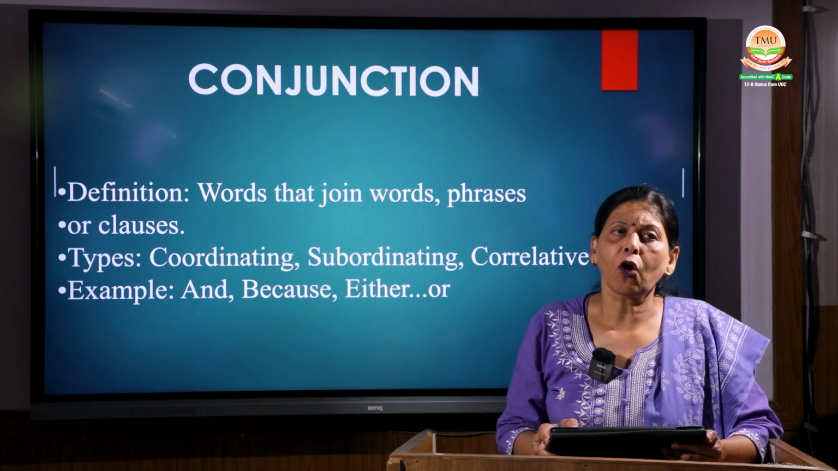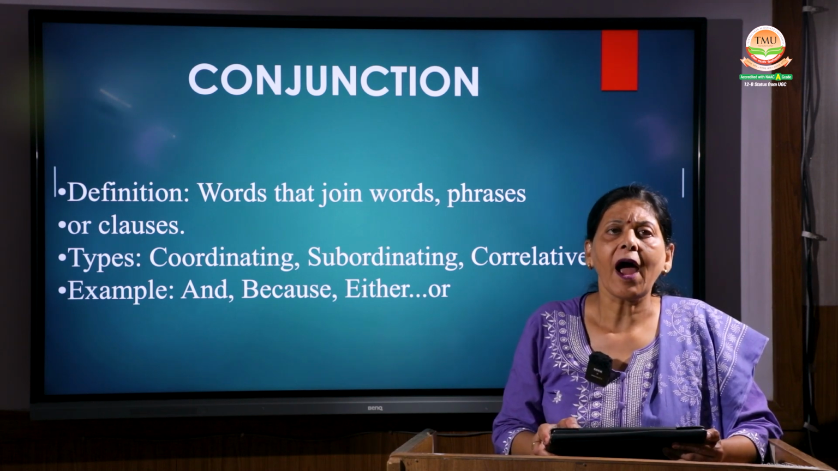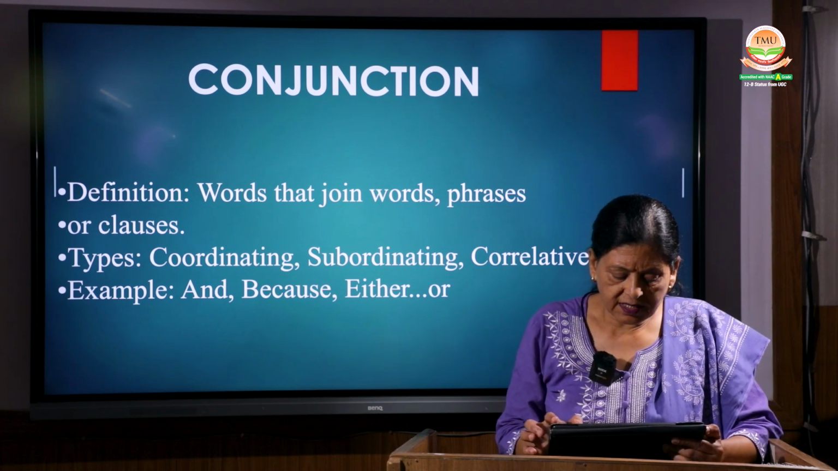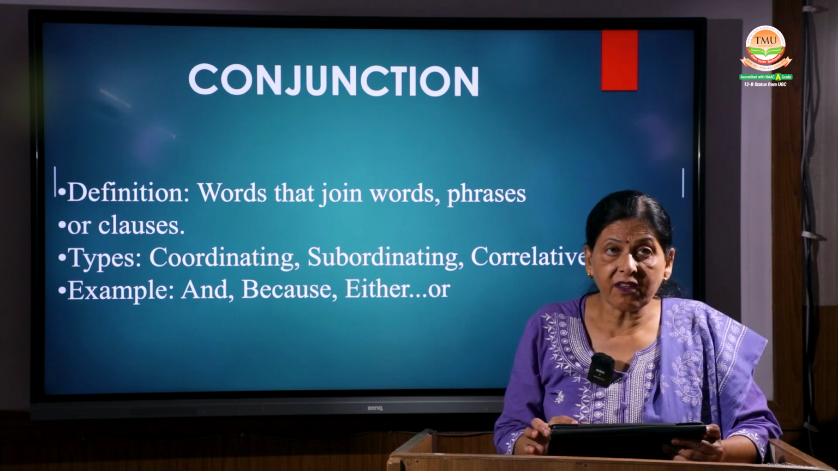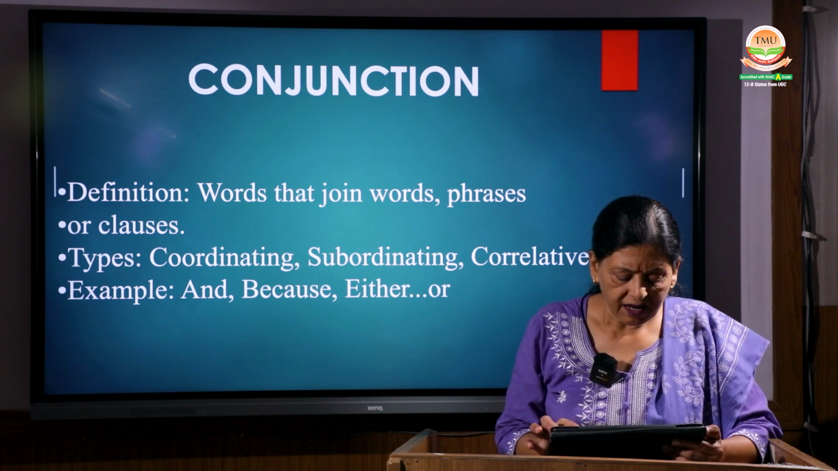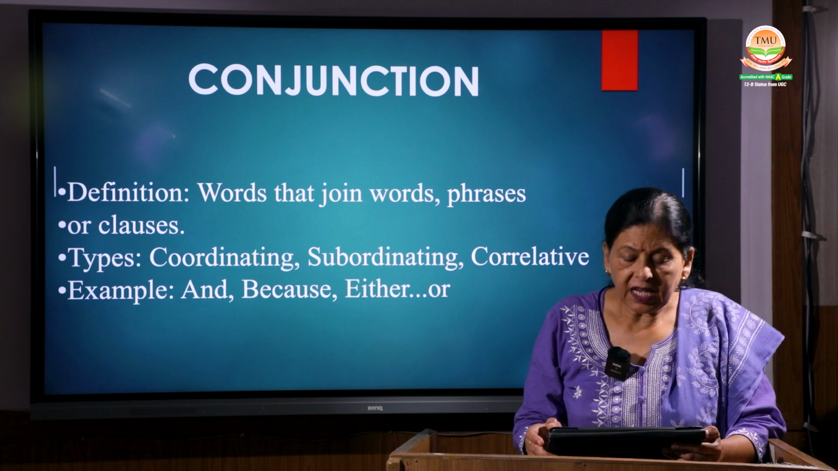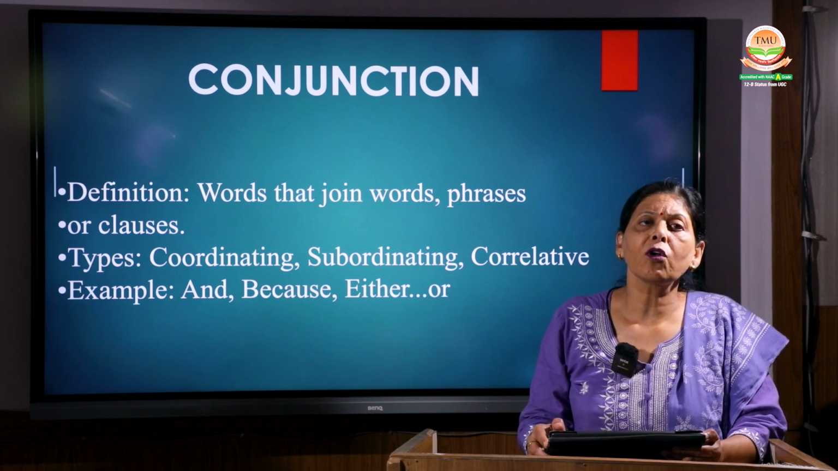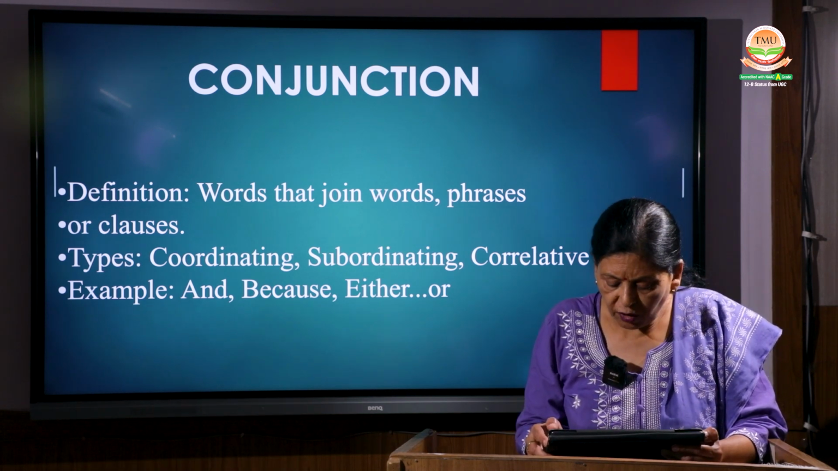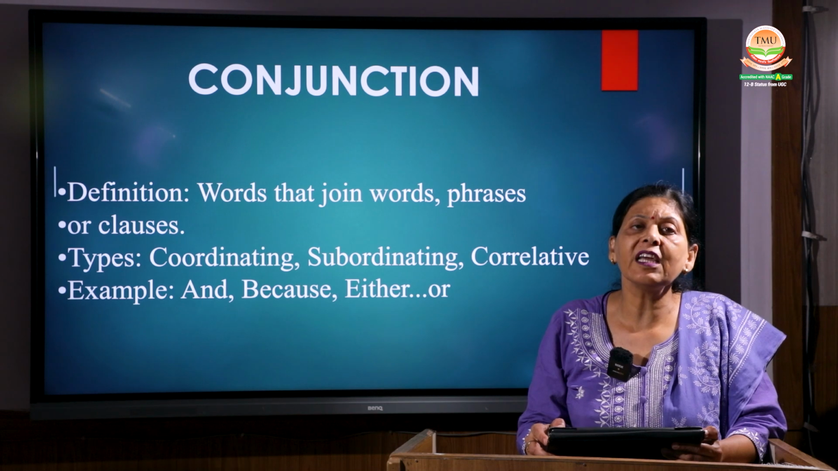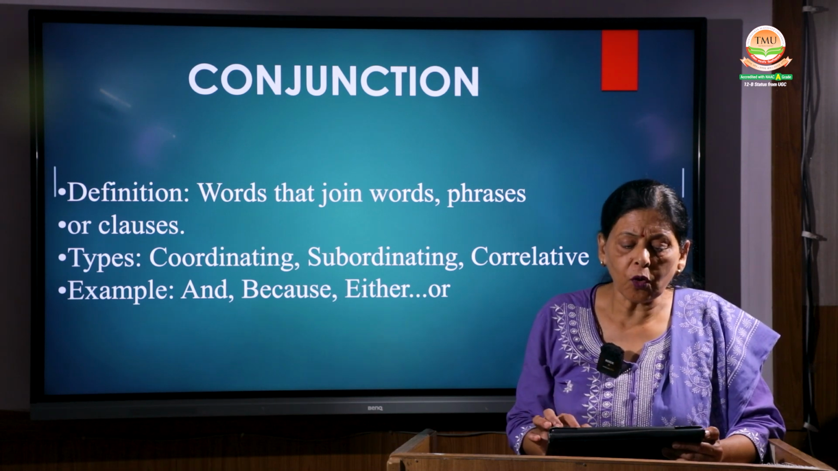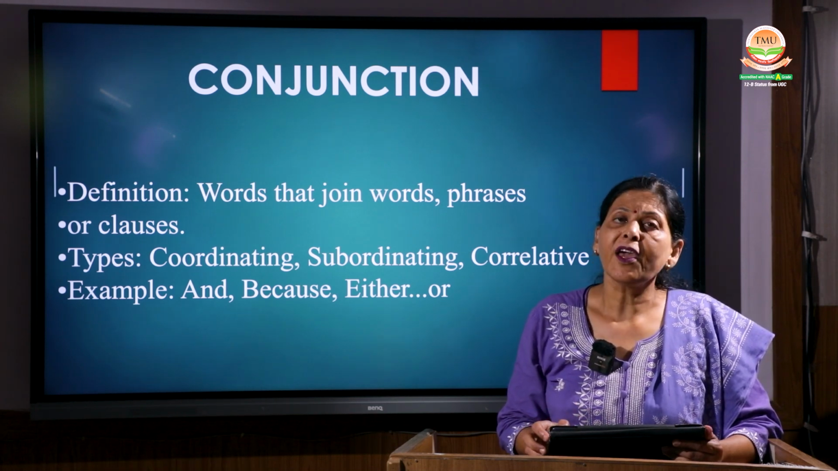So, we have a lot of conjunctions like to, and, that, because, either, neither, of, all these are conjunctions. There are basically three types of conjunctions: coordinating conjunction, subordinating conjunction and correlative conjunction. So, we are going to do the conjunctions in detail in my next class.